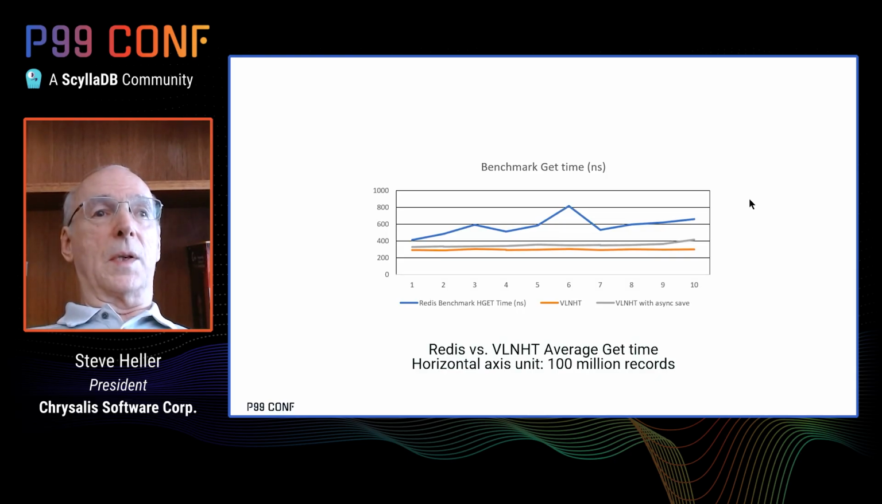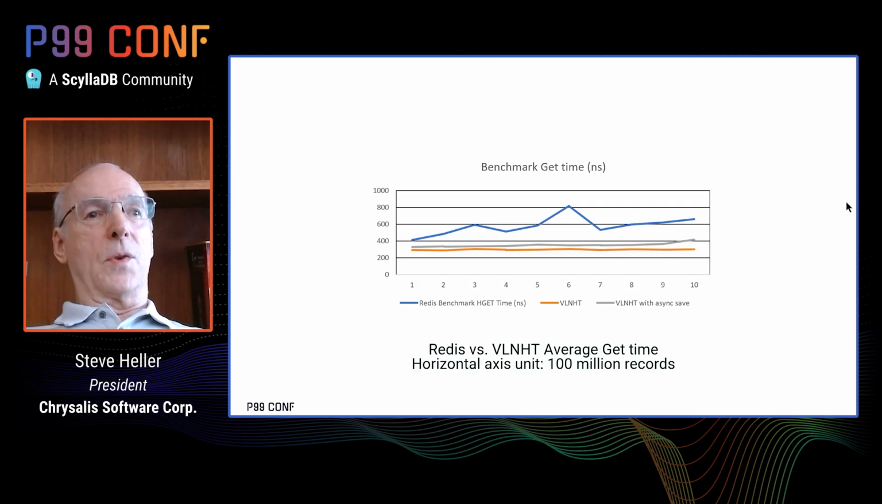Data was collected via custom loaders and Redis benchmark equivalents. Note that this dataset does not include overflow records. However, other test runs, including a proportion of overflow records, show much the same performance advantage over Redis. So how does VLNHT compare with the native Redis hash table? Let's look at the results from 100 million records to 1 billion.